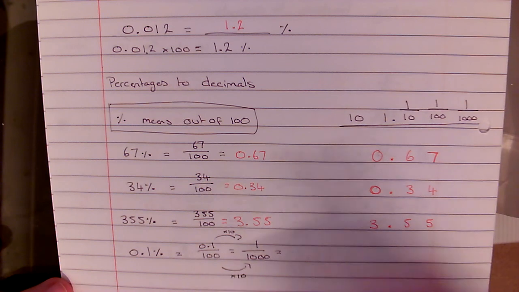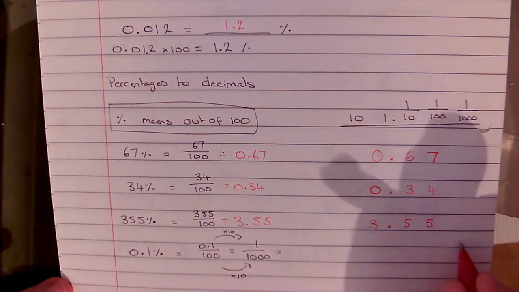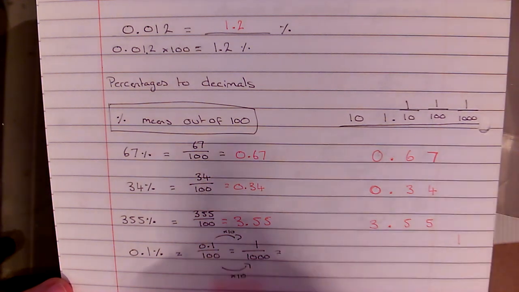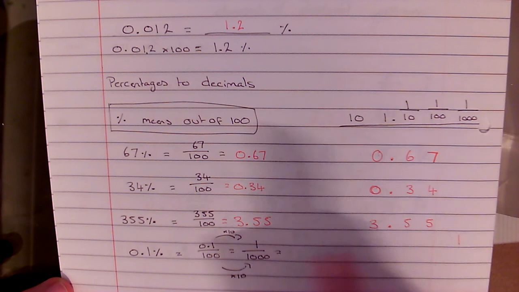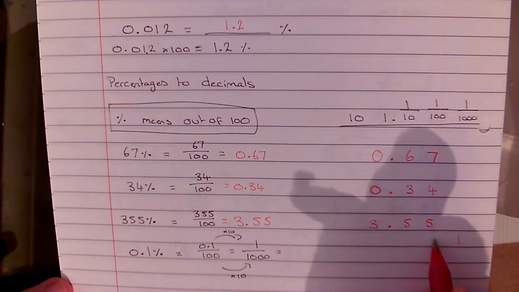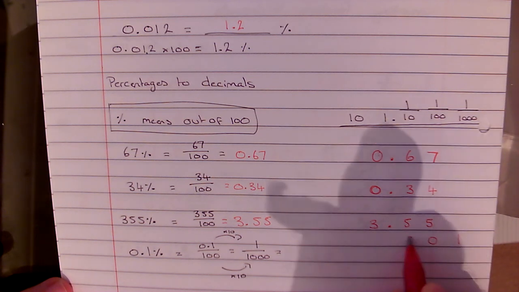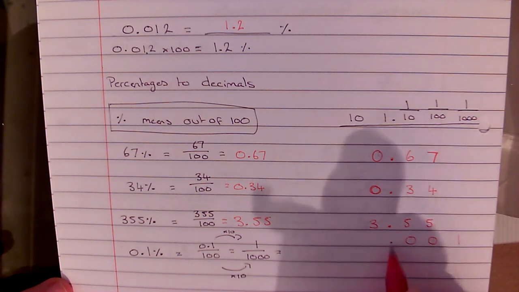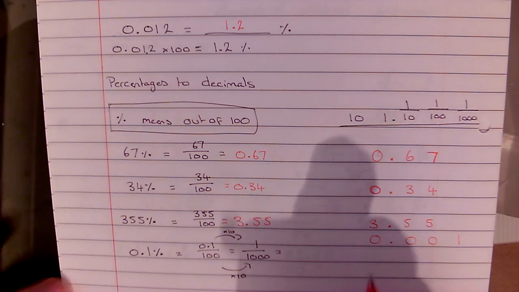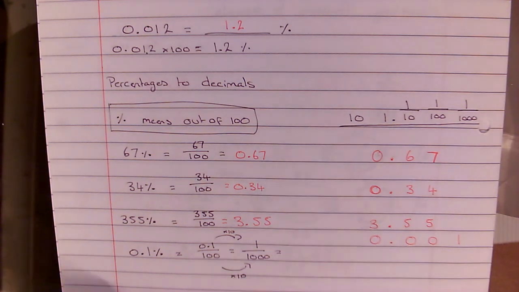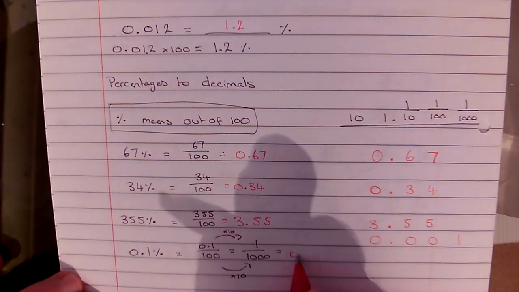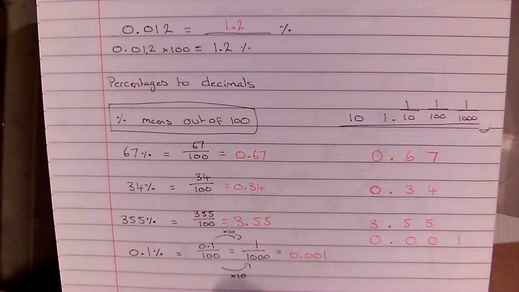So the last digit is a 1, it goes in the thousandths column. There are no other numbers, so we've got to fill all of these other columns up to its left. 0 in the hundredths, 0 in the tenths, decimal point, and 0 in the units. And now my final answer is 0.001. And that is converting percentages to decimals using fractions to do it.